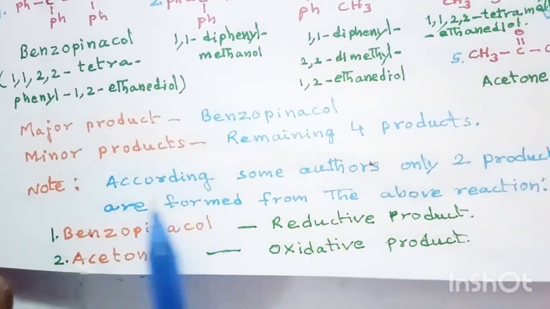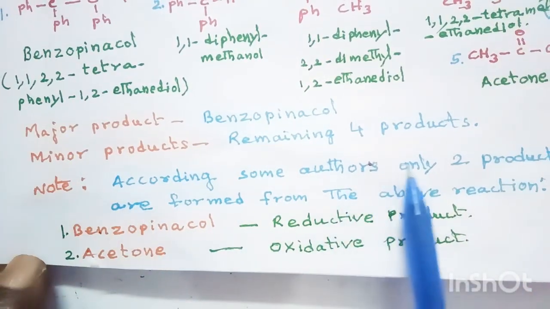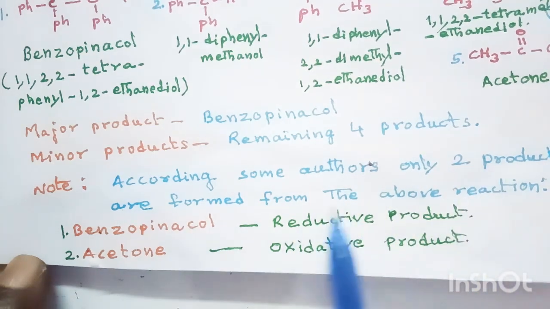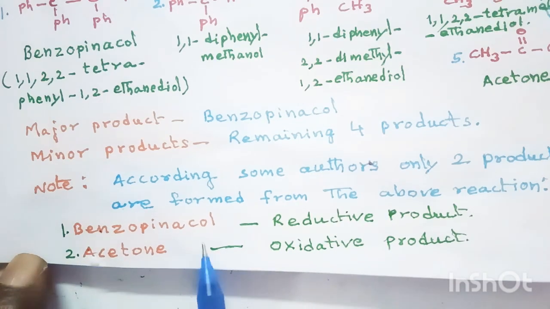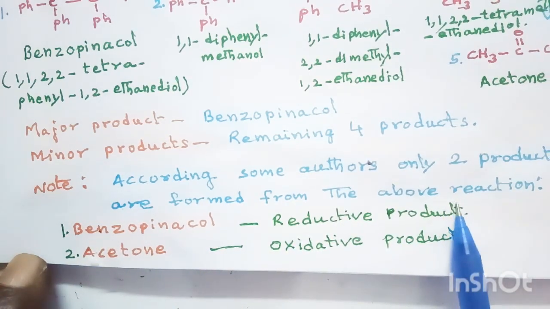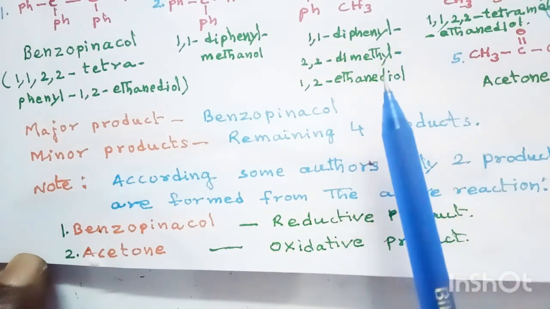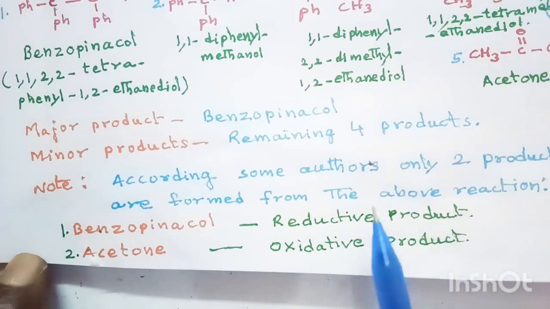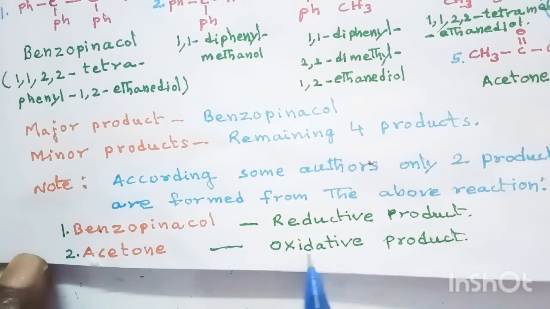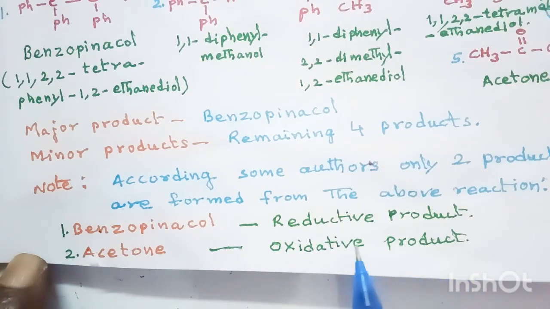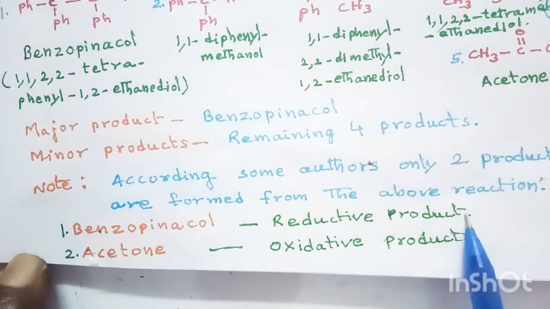Note, according to some authors, only two products are formed from the above reaction. Number one is benzopinacol, the reductive product, because it abstracts hydrogen from isopropyl alcohol. And the second product is acetone, the oxidative product, because it loses hydrogen to become oxidized product. Let us see the mechanism.